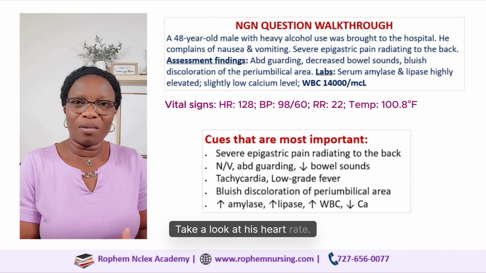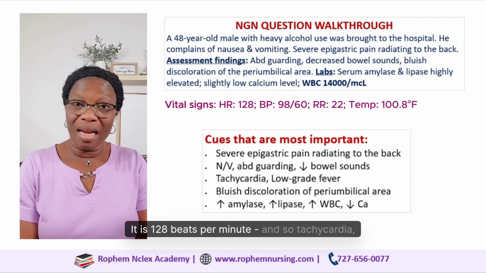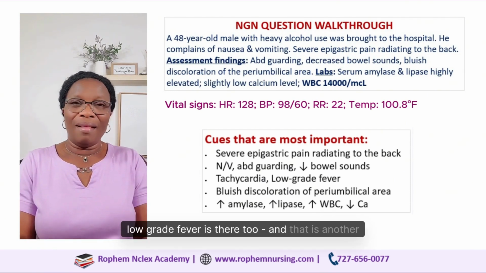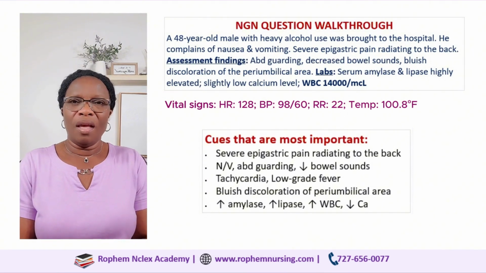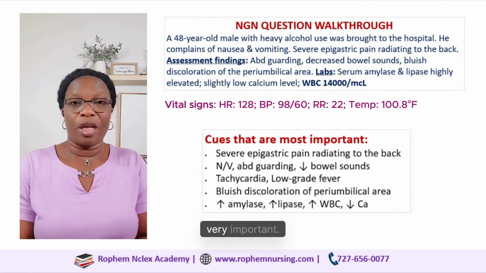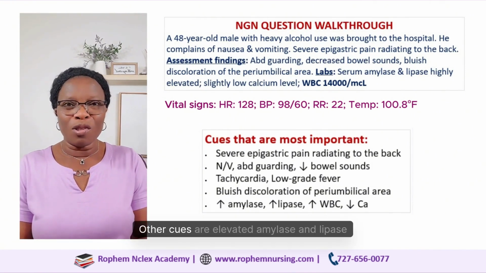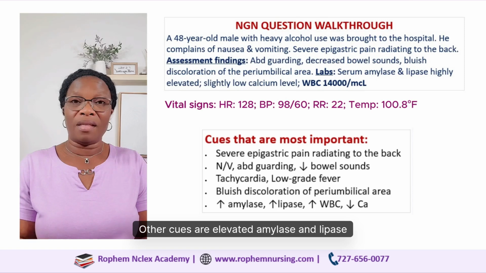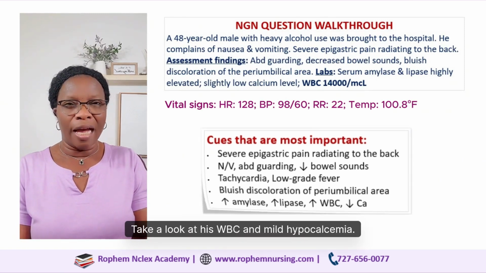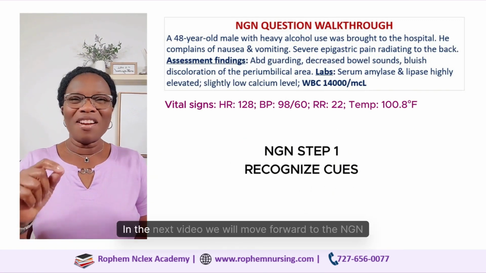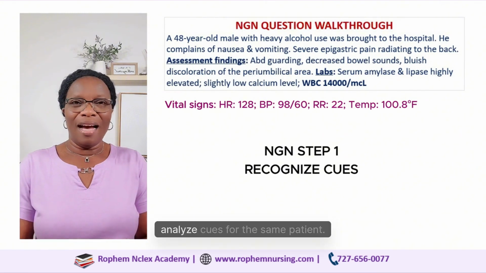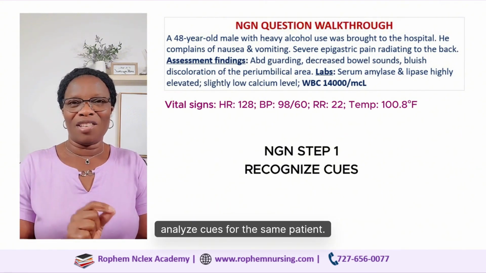Take a look at his heart rate. It is 128 beats per minute, and so tachycardia. Low-grade fever is there too, and that is another important cue. A bluish discoloration of the periumbilical area, that's very, very important. Other cues are elevated amylase and lipase, leukocytosis, take a look at his WBC, and mild hypocalcemia. In the next video, we will move forward to the NGN step 2, analyze cues for the same patient.